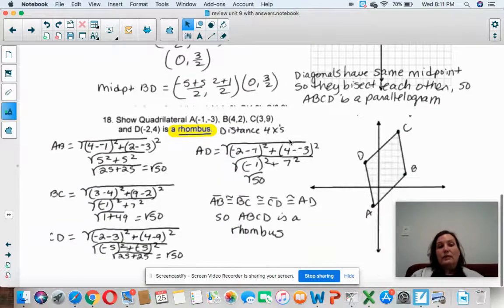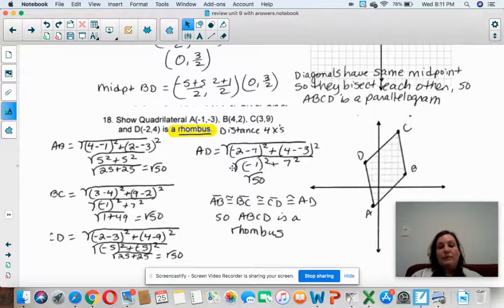18 is a long one because I have to prove it's a rhombus. The thing about a rhombus is that all sides are congruent. So basically you have to do the distance formula 4 times. And I know that's kind of annoying to do. But I'm finding the length of AB, BC, AD, and CD. All right, notice they all have the same lengths.